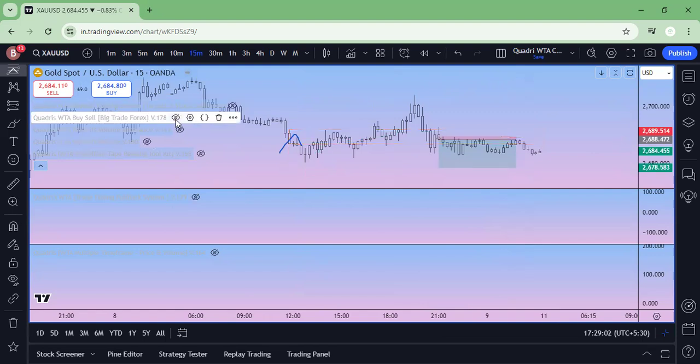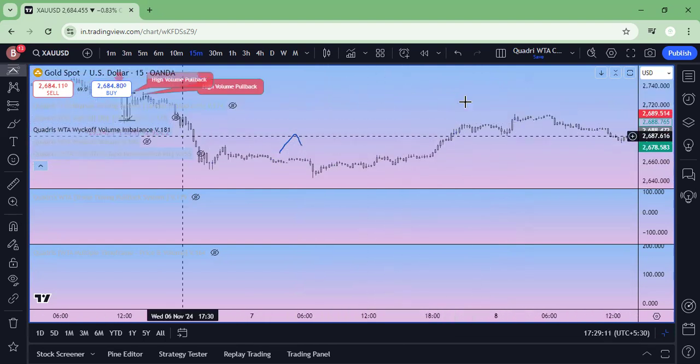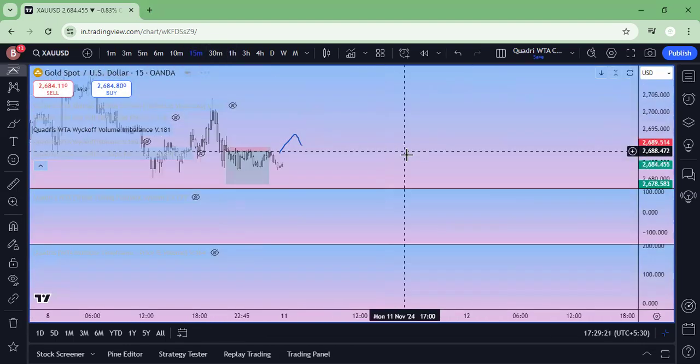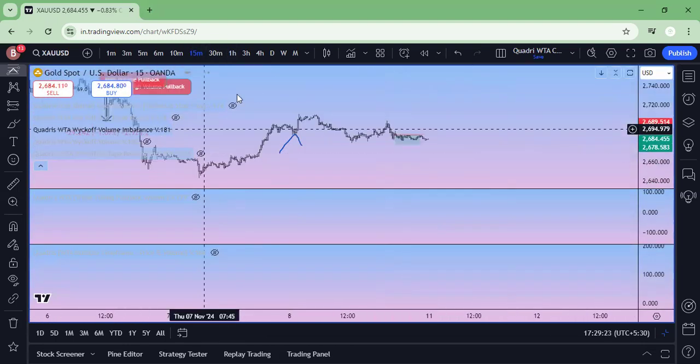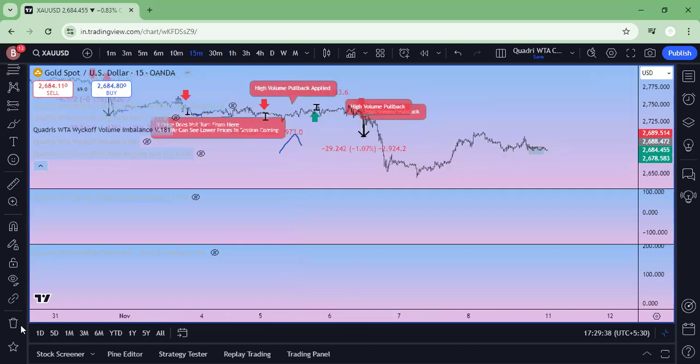Now I'll go through the third indicator, which is volume imbalance. So now what does volume imbalance have to offer? It will give you, one second, why it is not drawing once, just a minute. Okay, so I'll hide the drawings so that you would be in a better position to see.